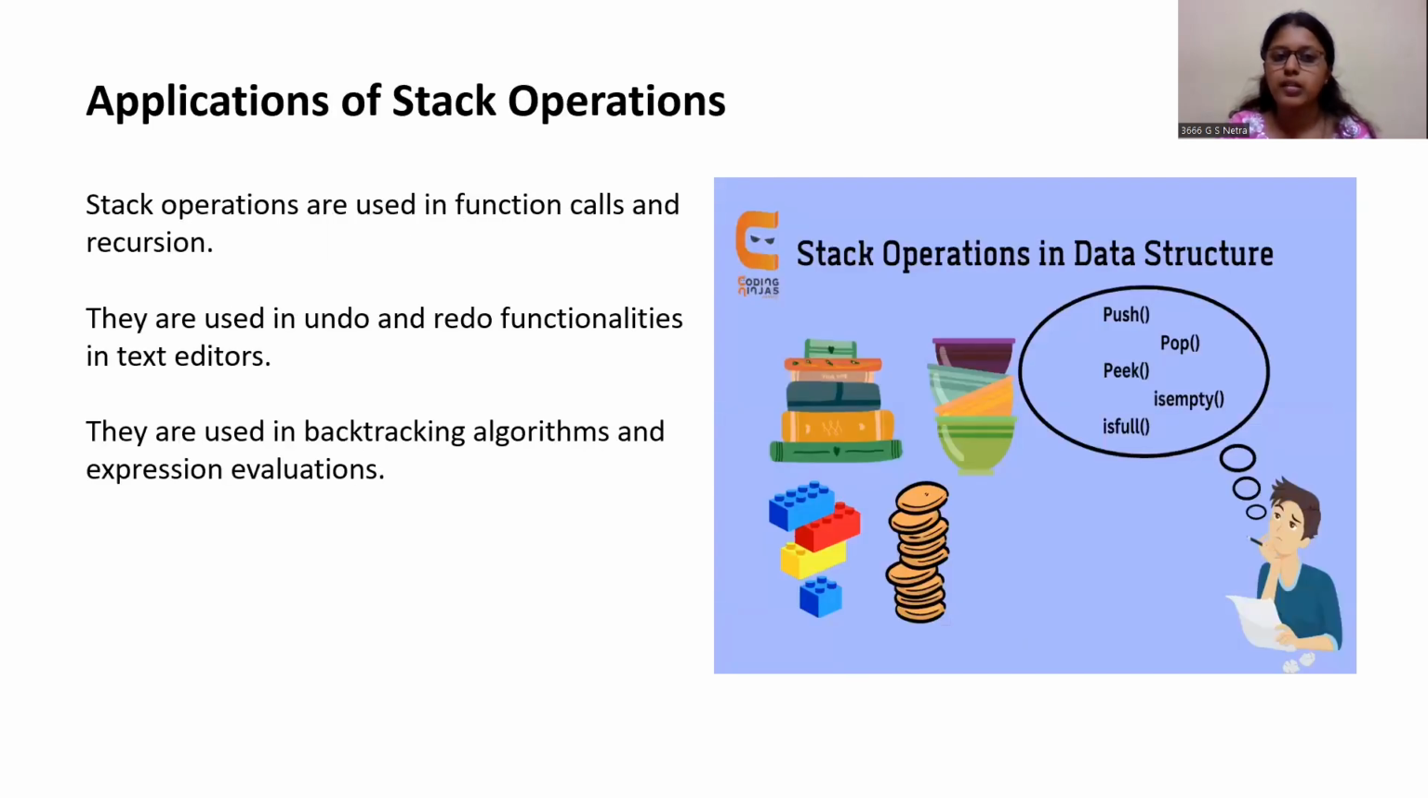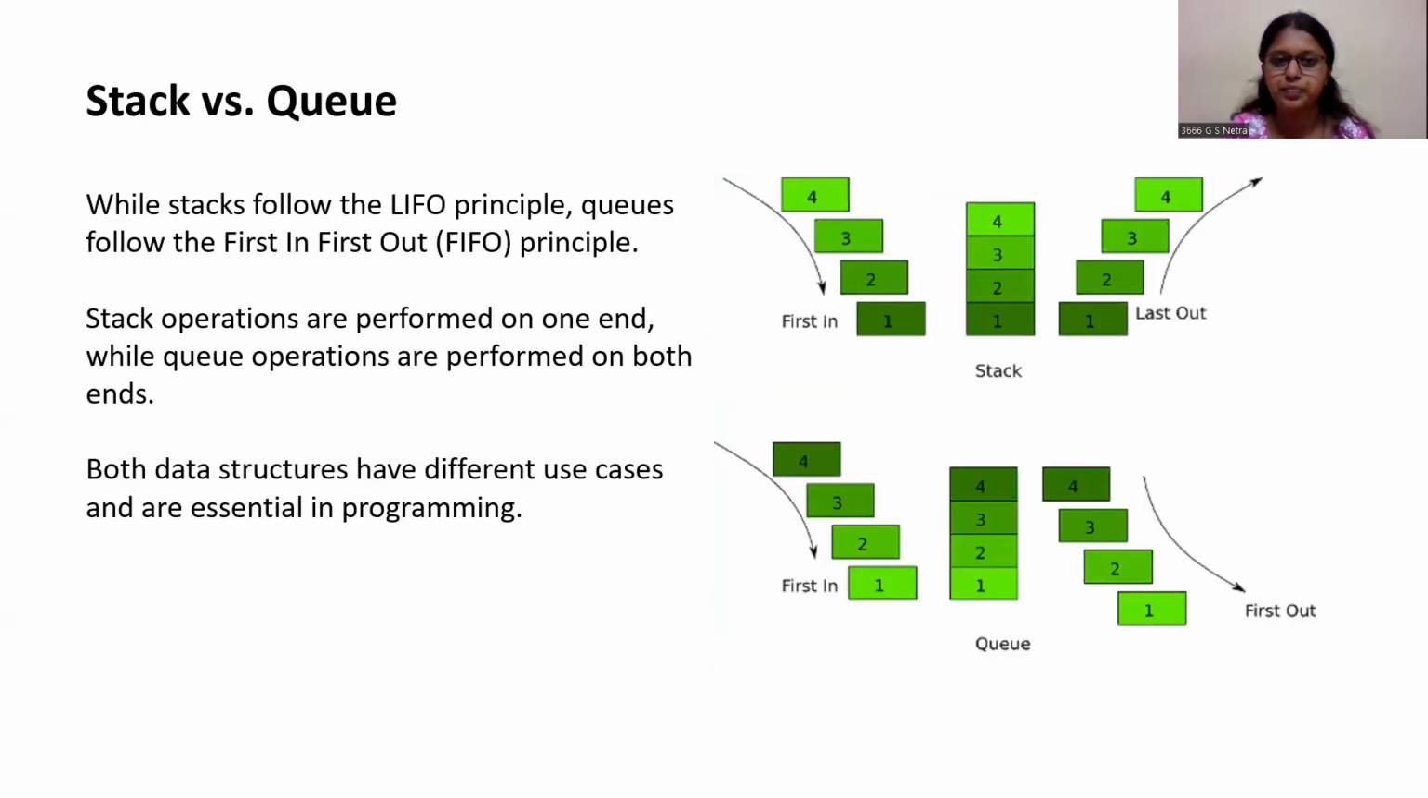Next, applications. Stack operations are used in function calls and recursion. They are used in undo and redo functionalities in text editors. They are used in backtracking algorithms and expression evaluations. Next, stack versus queue. While stack follows the LIFO, last in first out principle, queues follow the first in first out principle. Stack operations are performed on one end while queue operations are performed on both ends. Both data structures have use cases and are essential in programming.